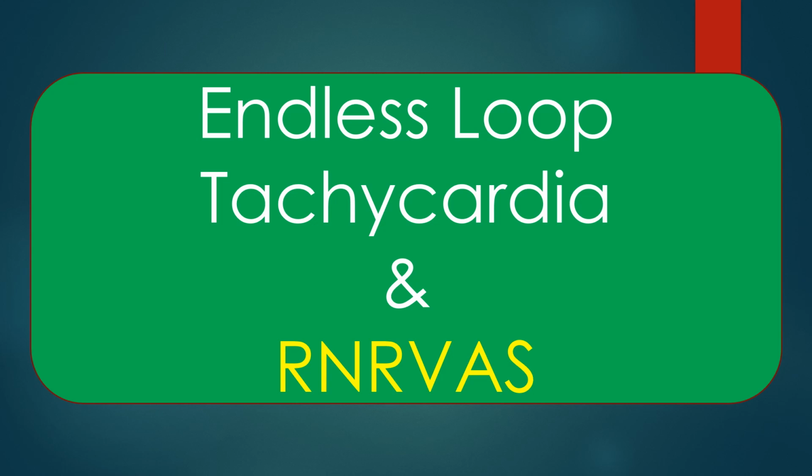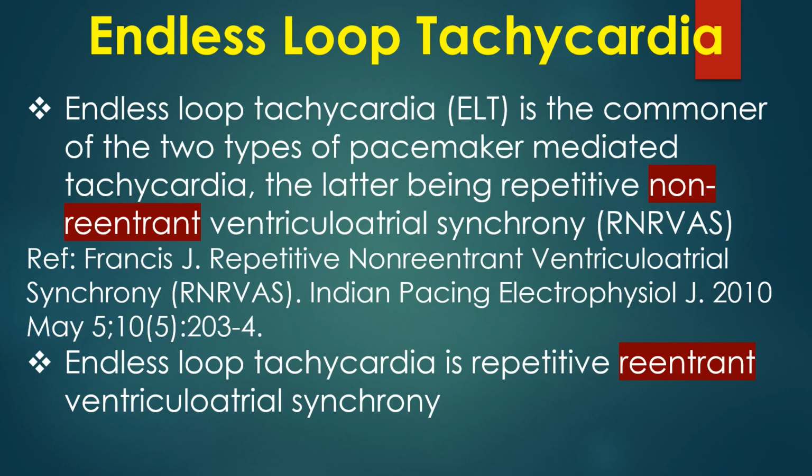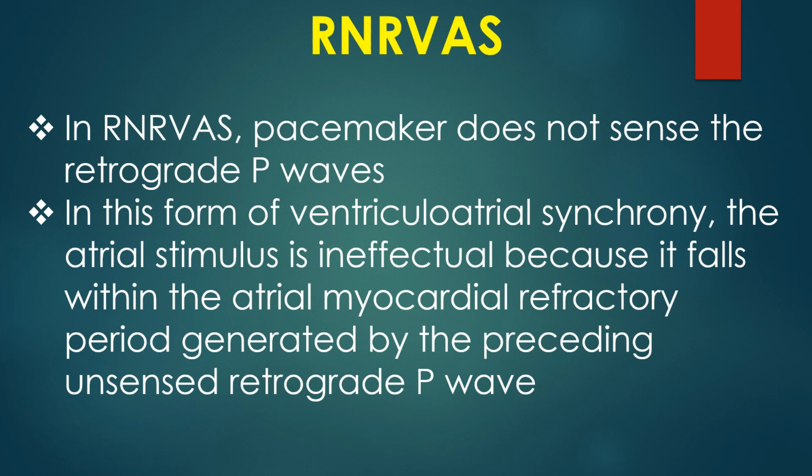Discussion on endless loop tachycardia and repetitive non-reentrant ventriculoatrial synchrony. Endless loop tachycardia is the commoner of the two types of pacemaker mediated tachycardias, the latter being repetitive non-reentrant ventriculoatrial synchrony, or RNRVAS. Endless loop tachycardia is repetitive reentrant ventriculoatrial synchrony. In RNRVAS, the pacemaker does not sense the retrograde P waves.